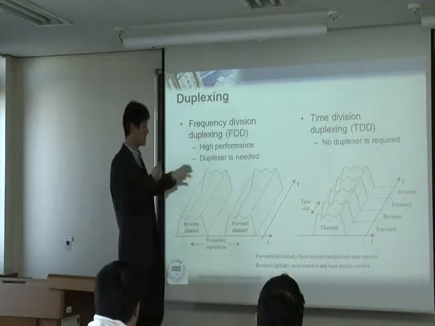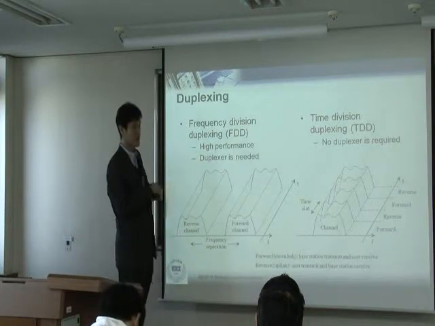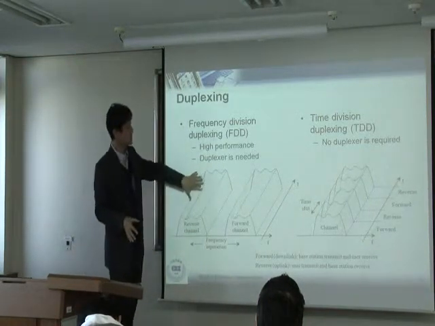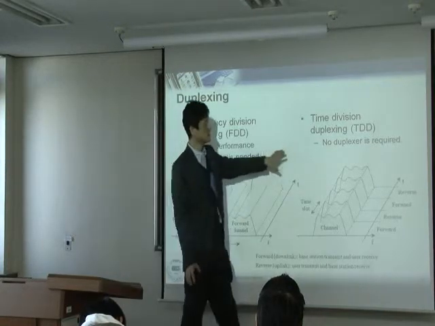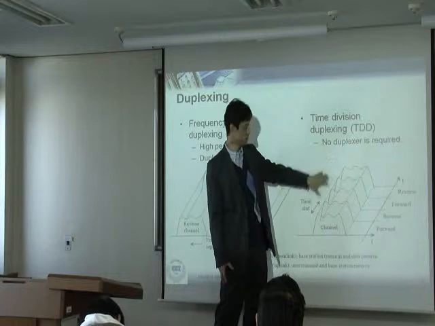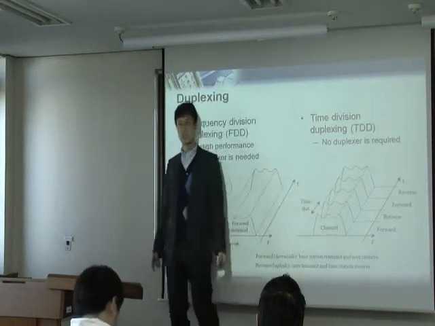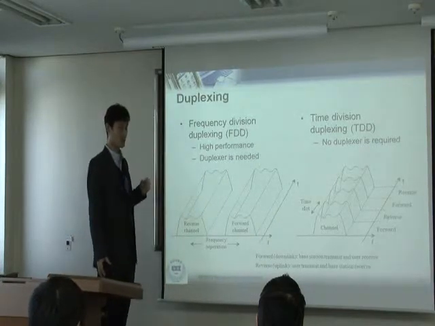Some of the Japanese companies. Okay, very expensive one. Anyway, so this FDD device will have a duplexer, but in TDD you don't need it because you have only one frequency, right? So that way, a TDD system is typically cheaper because this one is kind of expensive.